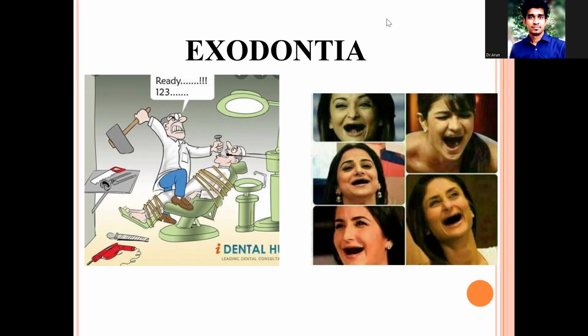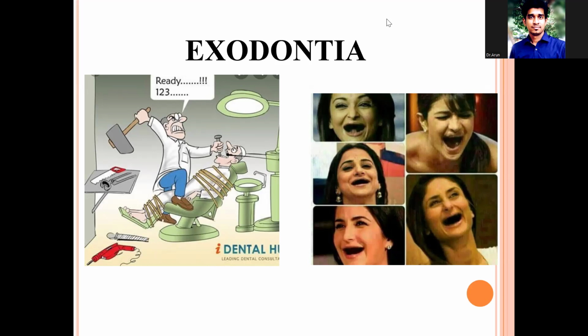When do we need extraction? If the patient has severe caries, pulpal necrosis, or if the tooth is periodontally compromised or mobile, a tooth which is in the line of radiation therapy, a tooth in the line of jaw fracture, fractured teeth, or pathology associated with the tooth. For orthodontic purposes, malpositioned teeth, a retained deciduous tooth, extraction due to prosthetic reasons or prosthetic hindrance, or impacted teeth.